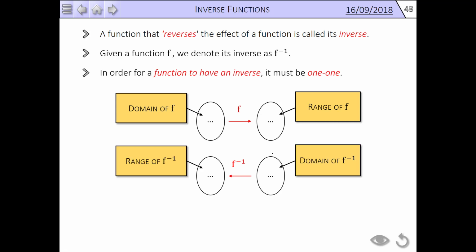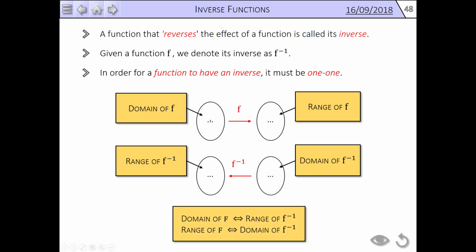And that means that the domain of the inverse function must be the same as the numbers we can get out of the original function, and the values that we get as the range of the inverse function must be the original numbers we started with, as in the domain of the function. Okay, so it's important to be aware that the domain of f is equivalent to the range of the inverse function, and the range of the original function is equivalent to the domain of the inverse function. They swap around.